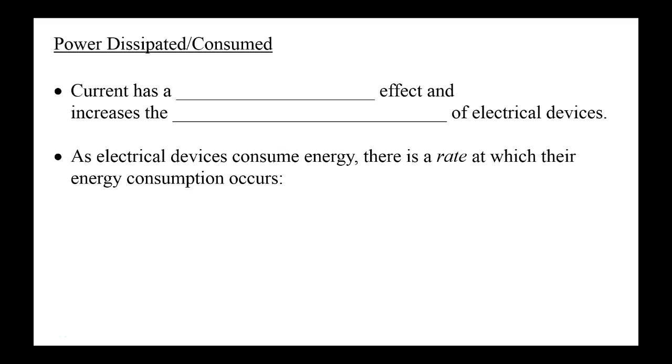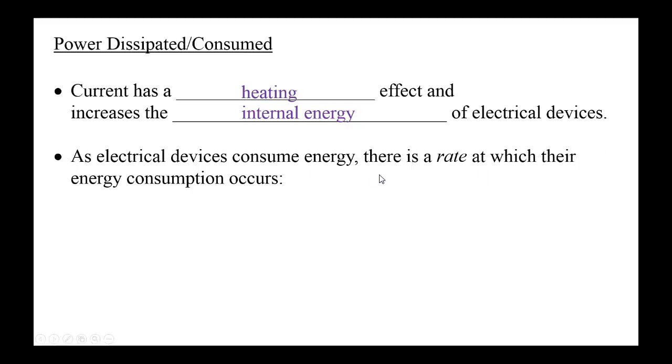If you send charges through a resistor, the charges lose energy. We know that this is true because where does the energy go? It heats up the resistor. Current in general has a heating effect, and it increases the internal energy of electrical devices like resistors.